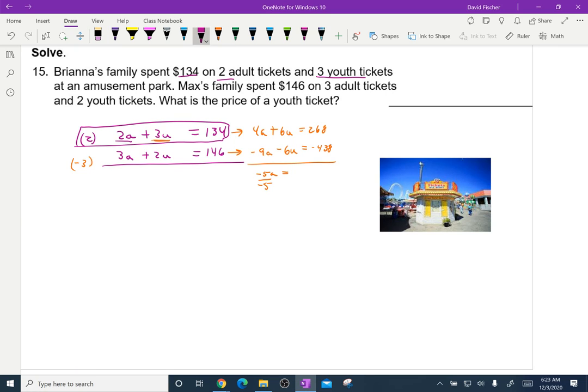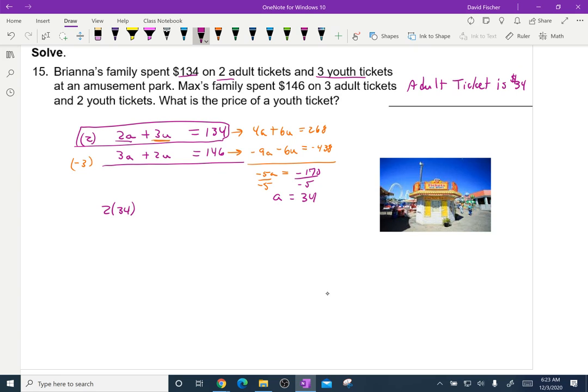I want to check it again. 438 take away 268. That's a minus 170 right here. And now I want to divide by -5. Now let's see what that ends up being. There we go. An adult ticket's $34. Okay. But I was starting to pick up on some of the things that didn't quite look right. All right, so now let's get cooking on this and wrap this up.